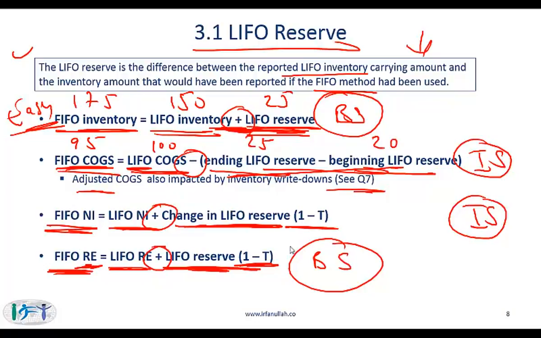And then the third point, how do you remember this 1 minus T? Obviously, if your income is going to be higher, there is also going to be a higher tax. So the impact of tax needs to be taken out. And that's where the 1 minus T comes into play. So if you remember those three facts, which you actually knew already, then all these relationships will be easy to remember.